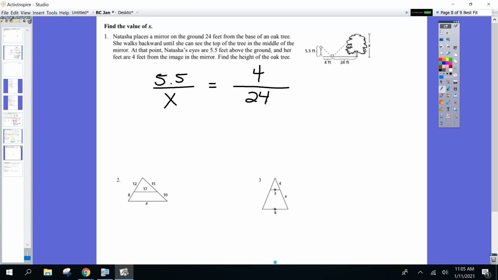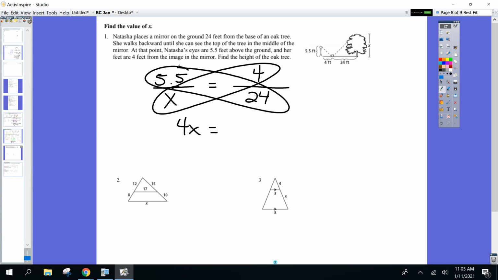Again, this is not the only way to write a correct proportion. If you wanted to start with 24 over 4 equals X over 5.5, that's fine. You know you set up a correct proportion if you end up cross multiplying the 4 and the X and the 5.5 and 24. That's how you know you set up a correct proportion. Multiple ways of doing it correctly, though.